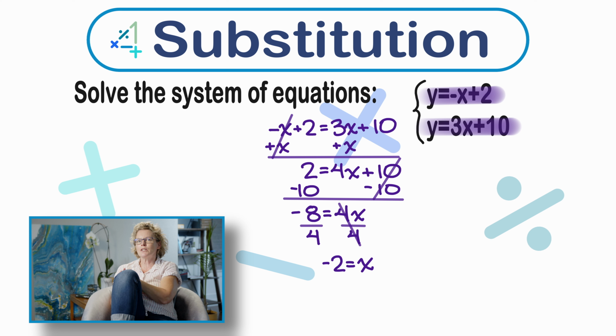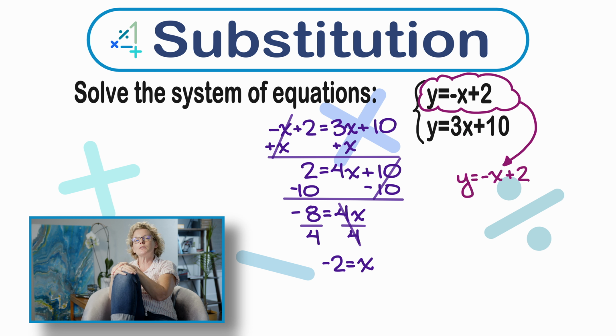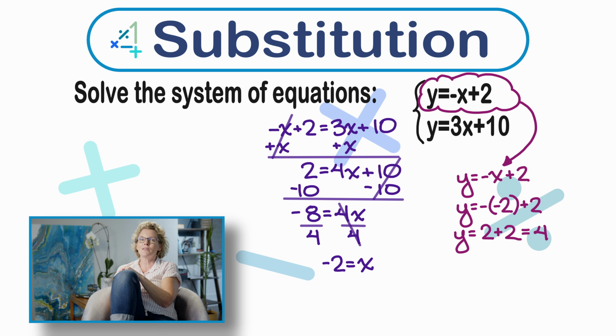Go back to the original equations and pick the easiest one and put the x that we found into it. I'll choose the first one, y equals negative x plus 2. Put negative 2 in for x, for y equals negative 2 plus 2 is positive 2 plus 2, so y equals 4, for a final solution of negative 2, 4. I feel like that took what you already know but leveled it up.